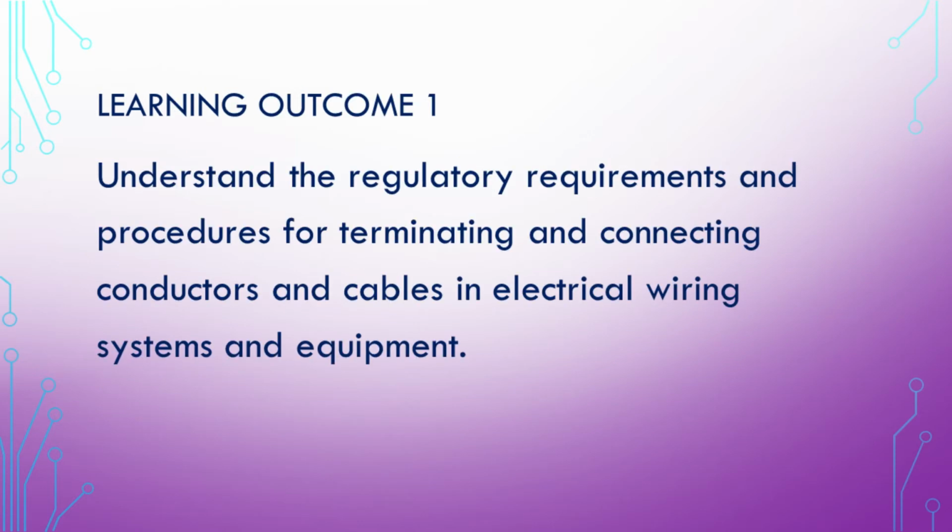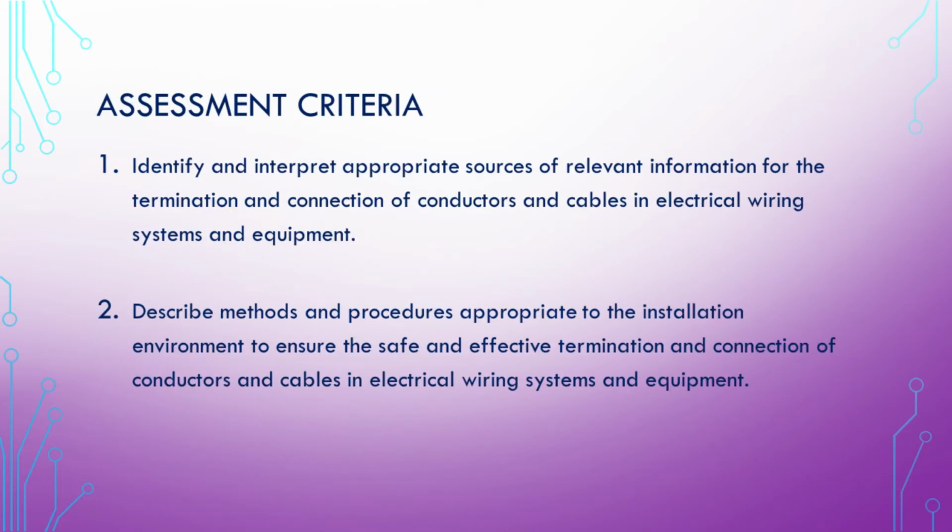Let's take a look then at the learning outcomes in relation to this unit. Let's take a look at learning outcome number 1. This is about understanding the regulatory requirements and procedures for terminating and connecting conductors and cables in electrical wiring systems and equipment. The assessment criteria is in two parts. Firstly, to identify and interpret appropriate sources of relevant information for the termination and connection of conductors and cables in electrical wiring systems and equipment.